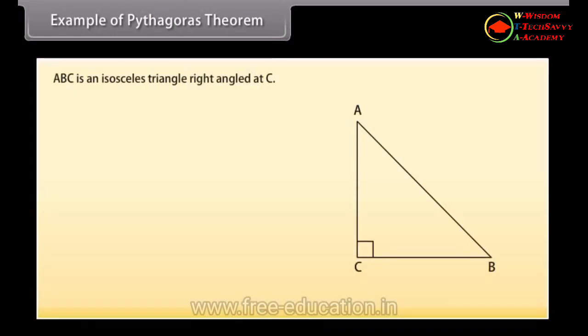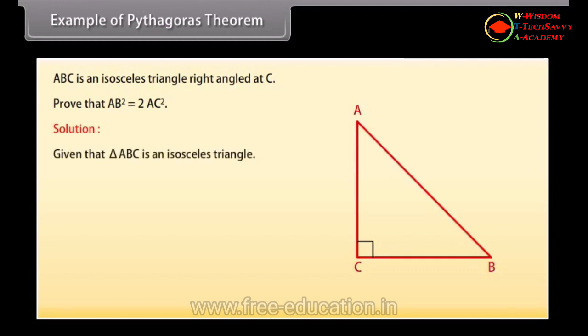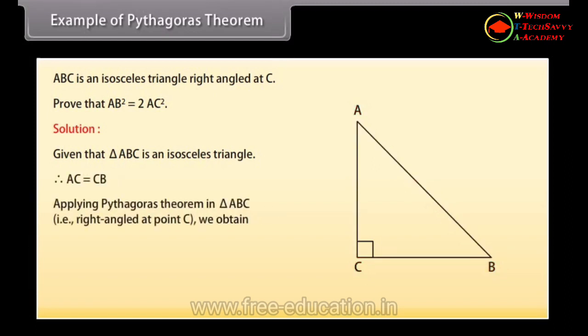ABC is an isosceles triangle right-angled at C. Prove that AB square is equal to 2AC square. Solution: given that triangle ABC is an isosceles triangle, therefore AC is equal to CB. Applying Pythagoras theorem in triangle ABC, which is right-angled at point C, we obtain AC square plus CB square equals AB square, which implies 2AC square equals AB square.